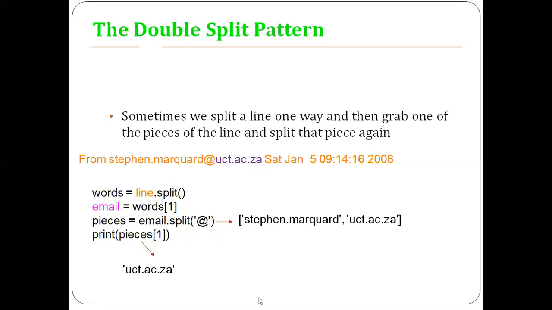When you do that, you will get two words: Stephen dot market, and the split happened at the at, which is a delimiter, and uct.ac.za. This is the second word I had. So if you try to print the value here, print pieces of one, right? Pieces is nothing but whatever you have after splitting the word. So the value at the first index, that is uct dot ac dot za, will get printed on the terminal.